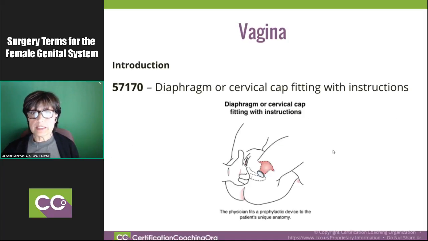Now, 57170 is the diaphragm or cervical cap fitting with instructions. So even though it says with instructions, you would never link an E&M if the patient came in for this. And this is a picture of the physician fitting a prophylactic device to the patient's unique anatomy. And this is the diaphragm or cervical cap fitting with instructions.